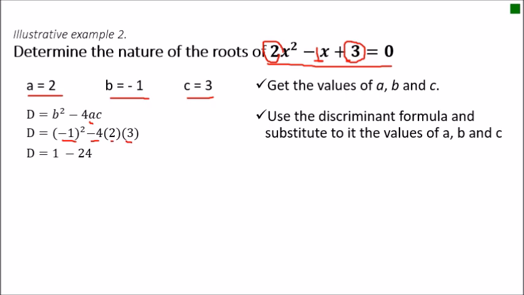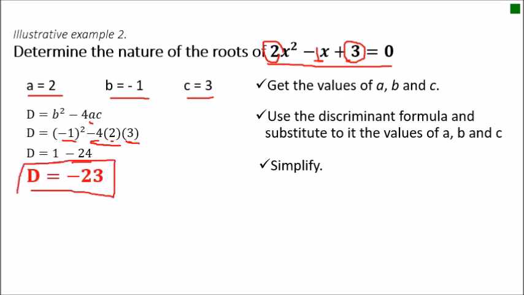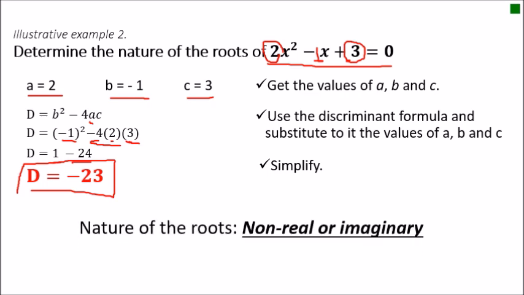So, D is negative 1 squared is positive 1. Kasi negative 1 times negative 1 is 1. So, negative 4 times 2 ay negative 8 times 3 ay negative 24. So, simplify. D is negative 23 kasi 1 minus 24 ay negative 23. Okay? So, discriminant mo ay negative 23. Ang nature ng roots ay non-real or imaginary. Basta kapag ang D mo naging negative yan, automatic, non-real or imaginary yan. Okay? Next example.